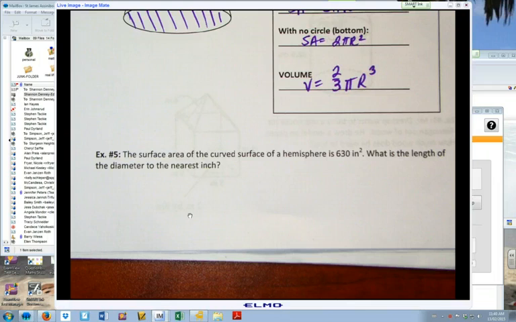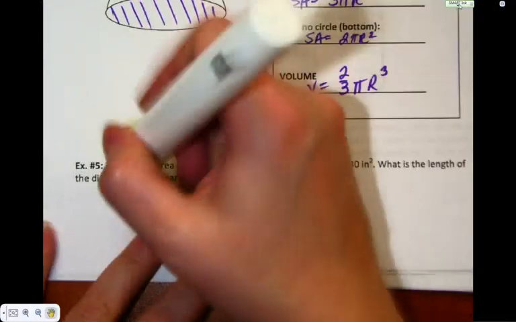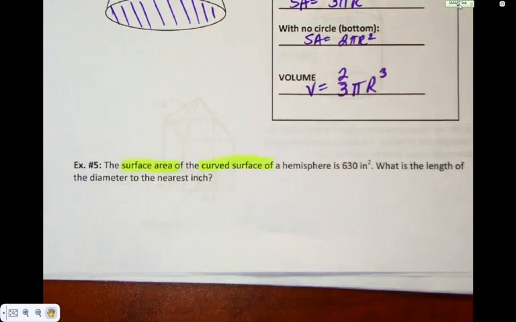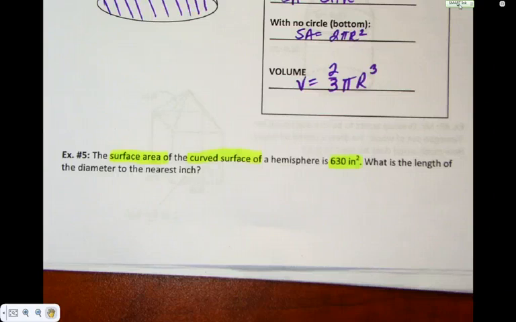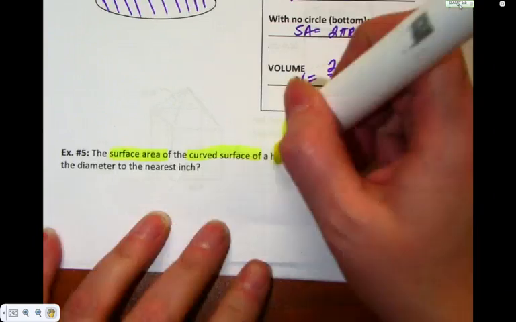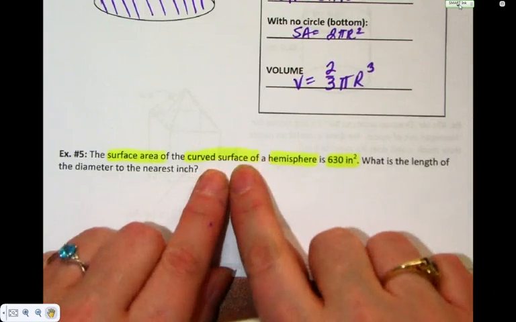Surface area, I agree. Curved surface. 630 inches squared. Still one more word in that sentence I would like: hemisphere. What does curved surface mean? Just the curved part. So what is that implying? No bottom. So you might want to put in brackets, curved surface means no bottom.